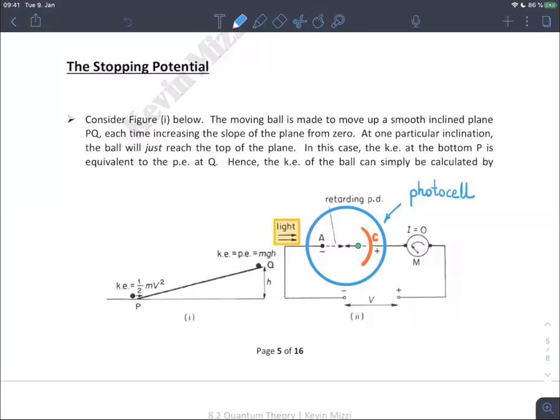Hello again. We will continue this course by discussing an experiment that will not only validate Einstein's photoelectric equation, but will also allow us to determine a value for Planck's constant, h. But first, we have to understand the concept of a stopping potential.